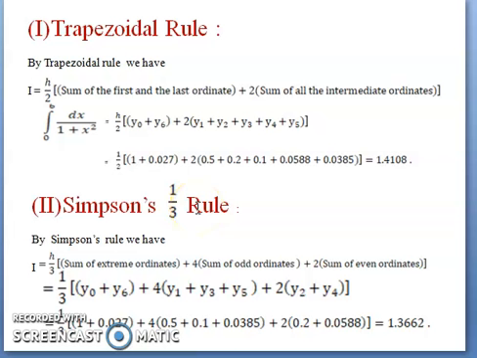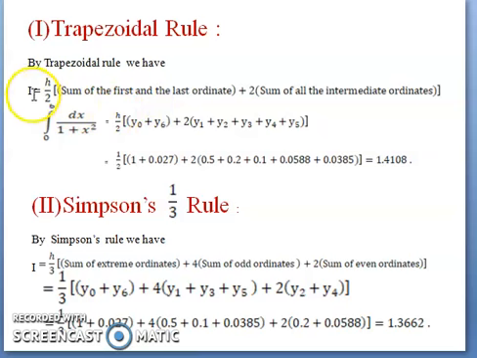By the trapezoidal rule, we have the formula I equal to h by 2 times the sum of the first and last ordinates plus twice the sum of all intermediate ordinates. Again I repeat the trapezoidal rule. I means integration. Integration from 0 to 6 of dx divided by 1 plus x squared equals h by 2 times the sum of the first and last ordinates plus twice the sum of all intermediate ordinates. Ordinate means y, the values of y.